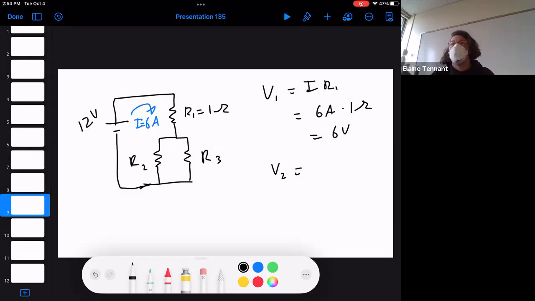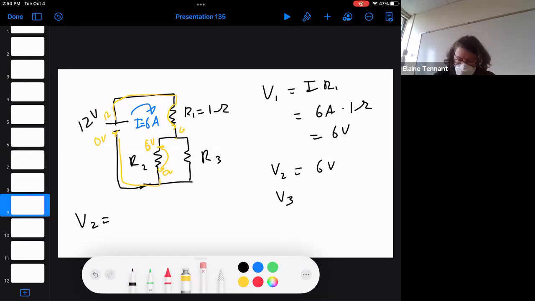It would be 6. And I like that, because I think you are tracing your path around, right? So if you start off at 12, you lose 6, so you should be at 6 right here. And you need to get back to 0 by the time you hit there. So that means you need to drop to 0 to make it back. So the voltage across R2 will be 6 volts.